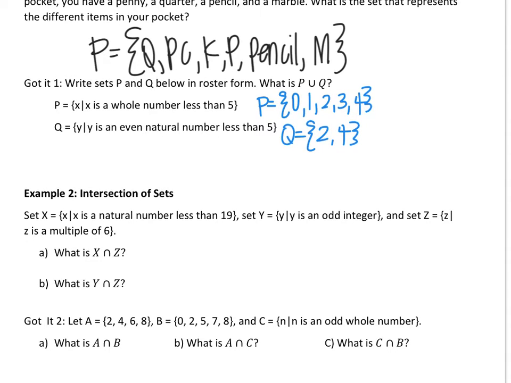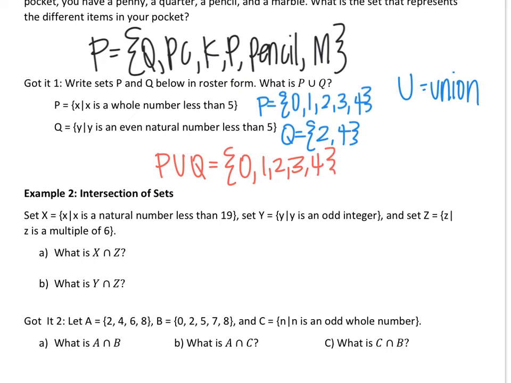Okay, I want to know P union Q. This little symbol right here means union. So I'm going to write that U equals union. And what is in both sets added together? So P union Q equals 0, 1, 2, 3, 4.